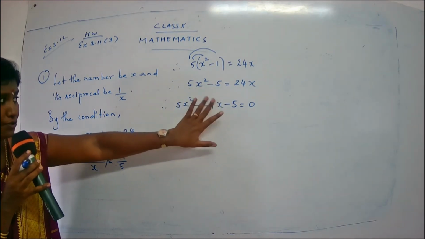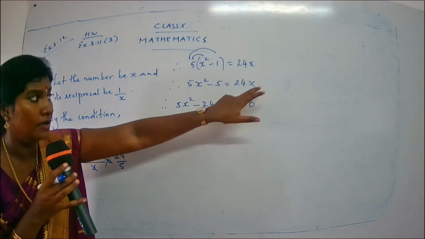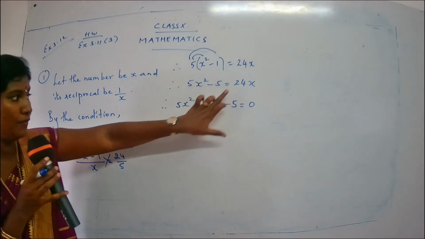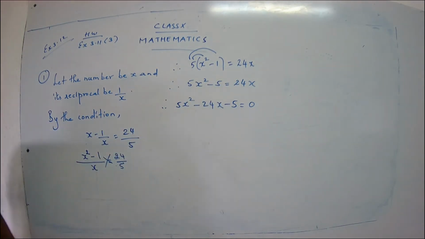5 is in the LHS part, so no need to do any changes. But 24x was on the RHS part, so we are bringing 24x to the LHS part. So plus 24 will turn to minus 24. So we know the form of quadratic expression, yes children?